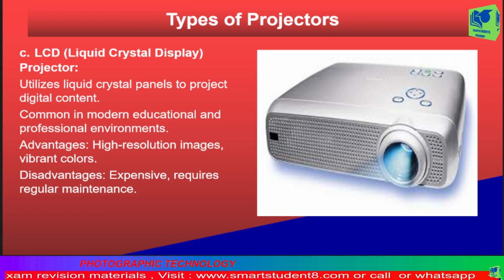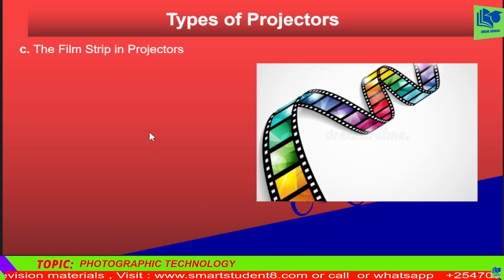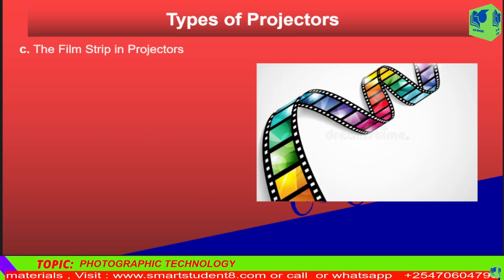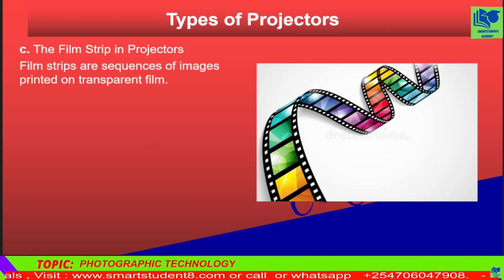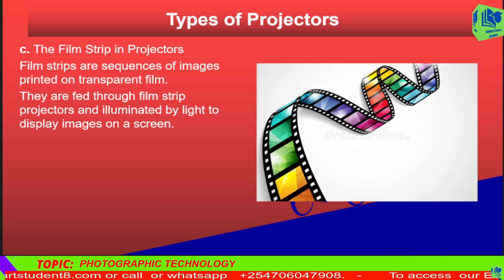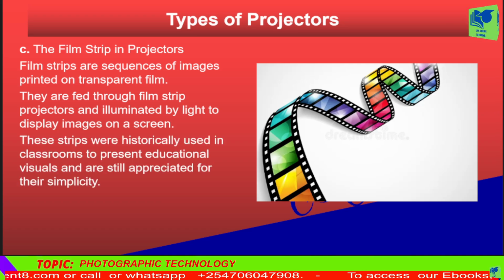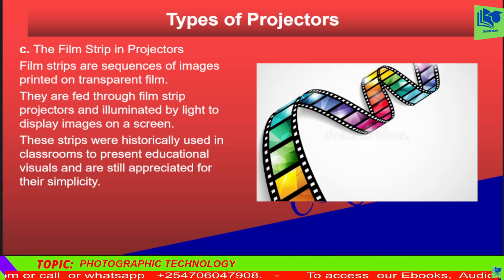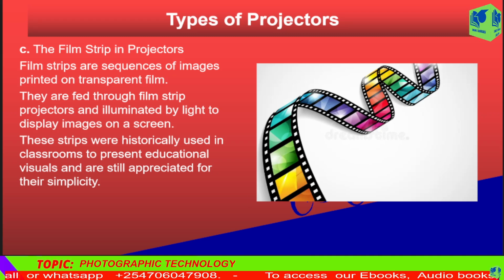5. The film strip in projectors. Film strips are sequences of images printed on transparent film. They are fed through film strip projectors and illuminated by light to display images on a screen. These strips were historically used in classrooms to present educational visuals and are still appreciated for their simplicity.